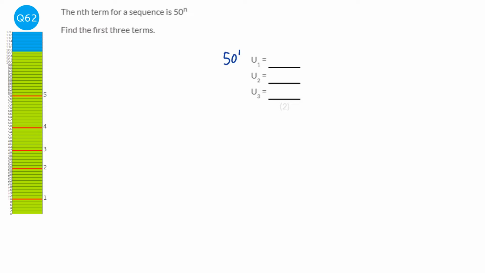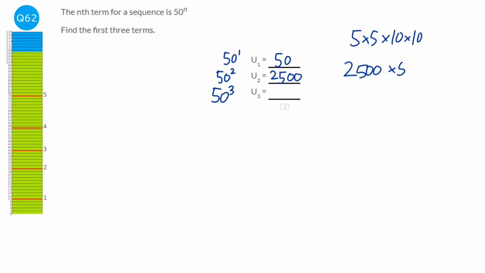So the first term will be 50 to the power of 1. Anything to the power of 1 is just itself, so that will just be 50. The next one will be 50 squared. So that's going to be 50 times 50, which would be 5 times 5 times 10 times 10. 25 times 100, which would be 2,500 even. And then the last one is 50 cubed. So that's going to be the 2,500 times 50 again. And so when you times that out, you get 125,000.